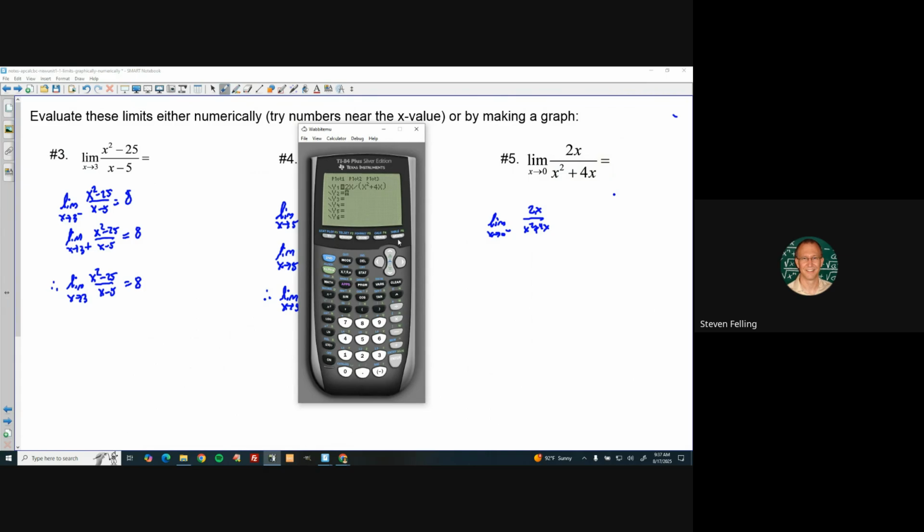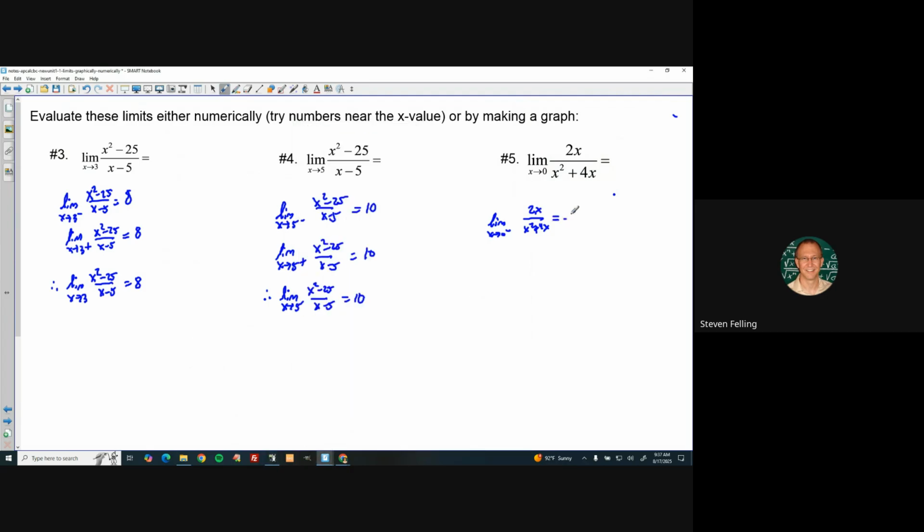We'll go back to the table and we'll go below 0. So negative 0.1, negative 0.01, negative 0.001. And this y seems to be getting closer and closer to 0.5. Okay, so let's check from the other side. X approaches 0 from the right.